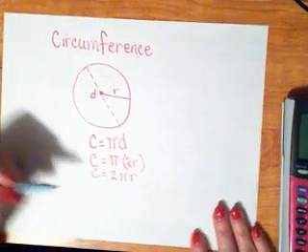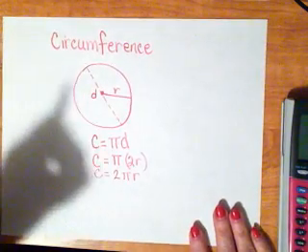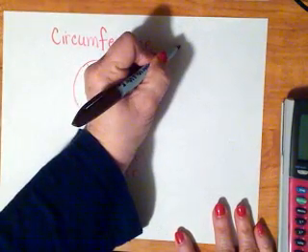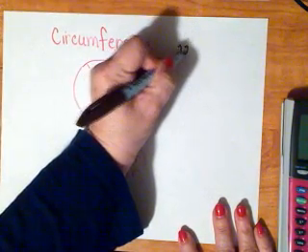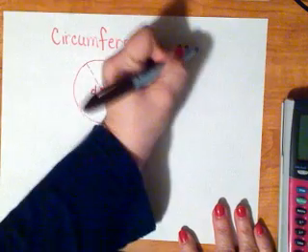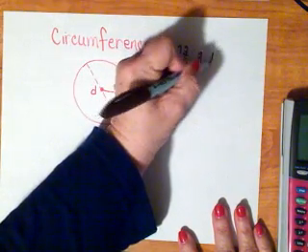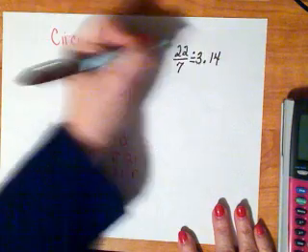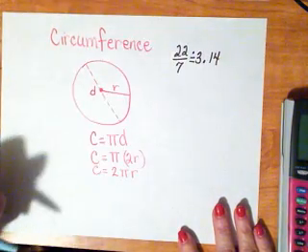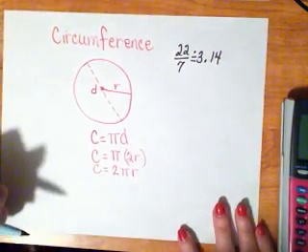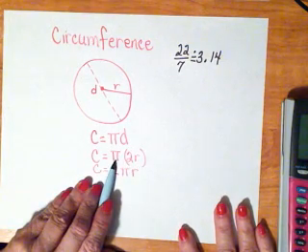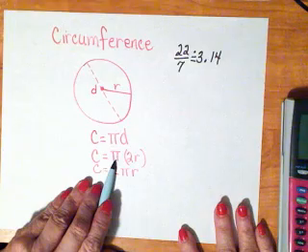Now, here's what you need to know about pi. Pi is an irrational number. So, pi is sometimes shown as 22 over 7. It's sometimes shown as 3.14. But any way we go about it, it's approximate. It's not exact. The only way to show an exact circumference is to leave the pi symbol in.